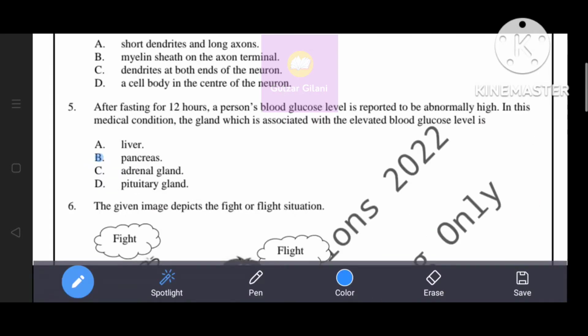Next question. After fasting for 12 hours, a person's blood glucose level is reported to be abnormally high. In this medical condition, the gland which is associated with the elevated blood glucose level is, given options में से जो correct answer है वो है option B, that is pancreas. Means option B, pancreas, is the correct answer.